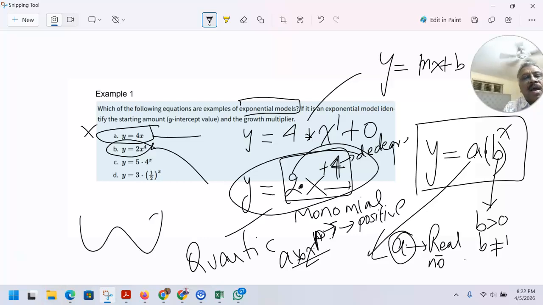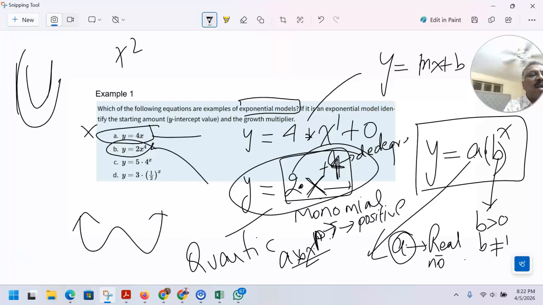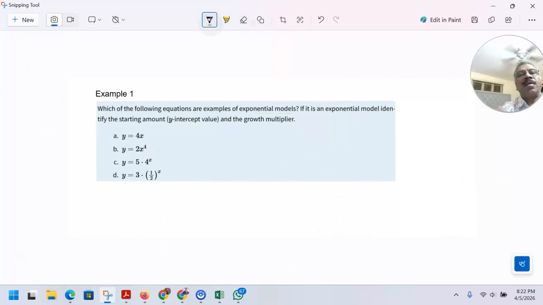You can also see the graph. It will look like this. Because it is x raised to 4, it is going to be like this. The x square is something like this. But this one flattens over here and then goes like this. Anyway, the goal is to know which one is the exponential.